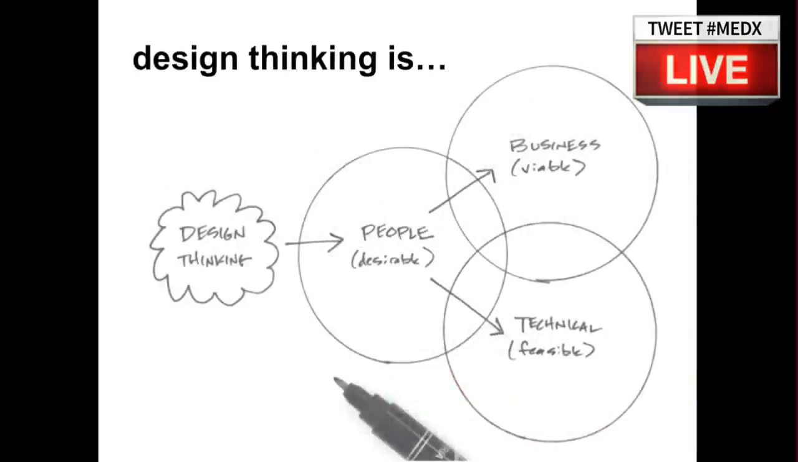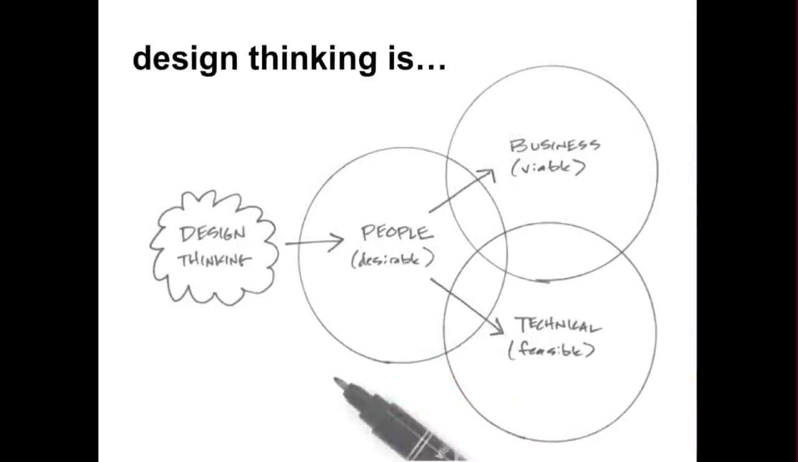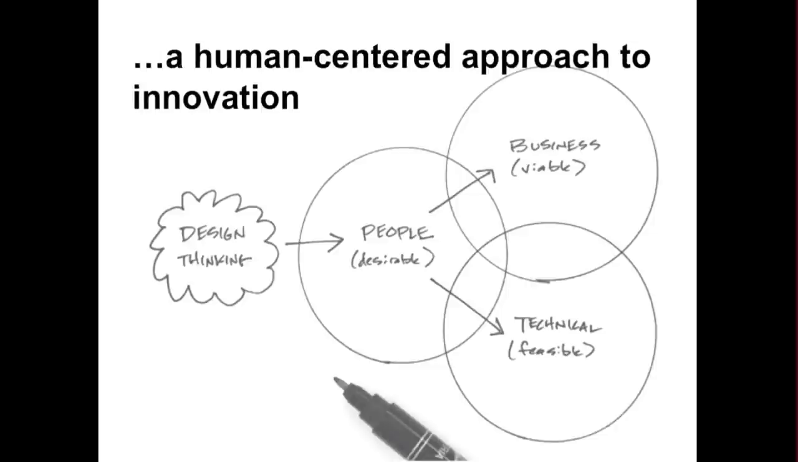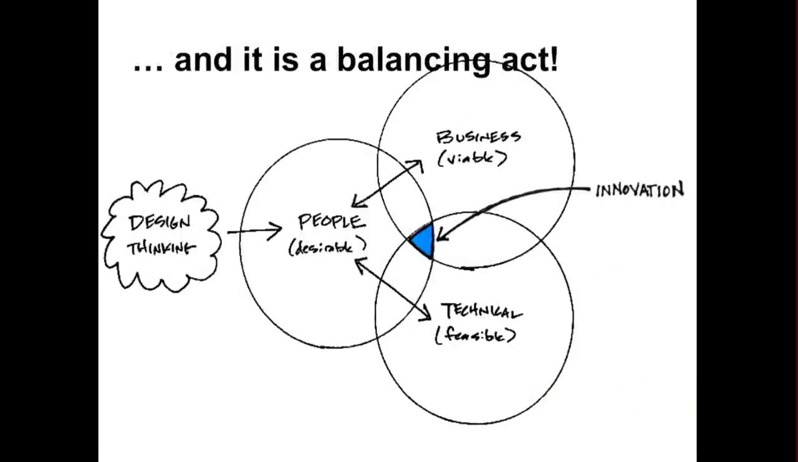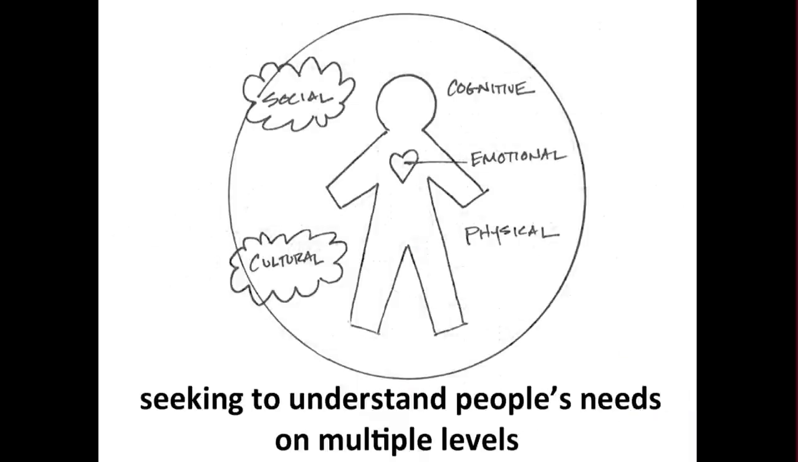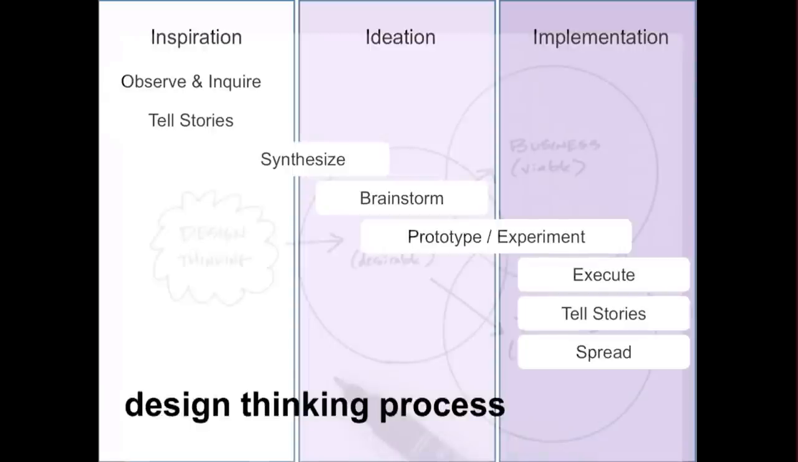You should be getting used to these kinds of diagrams now, what design thinking is, this overlap of people factors, business factors, technical factors. Innovation somehow is a balancing act, but starting with design thinking, starting with what's desirable, what people need, is key. Listening to patients, trying to understand what people need at lots of different levels and using this design process. And so we're going to do a little bit of that today.